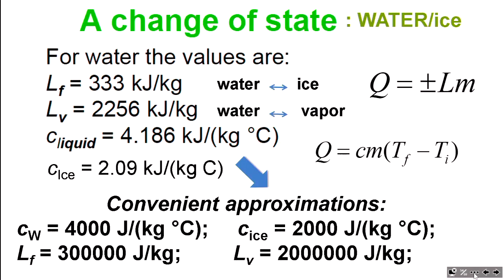So a standard unit is joule per kilogram Celsius. And when you do homework, you have to use exact values. But in a classroom or an exam, we're going to be using rounded values because it makes calculations easier. So homework, class. All right.